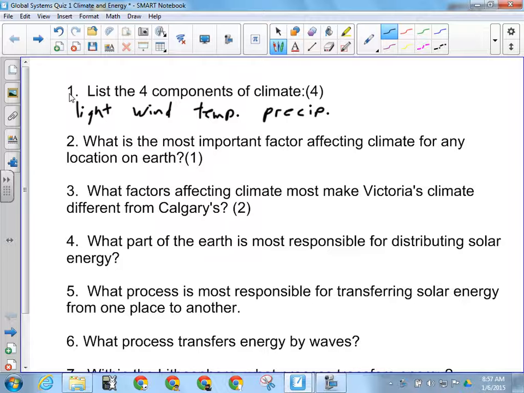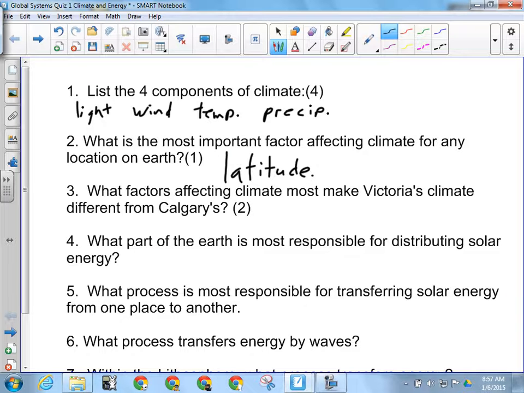Okay, what's the most important factor affecting climate for any location on Earth? I think I only said that about seven or eight times in the first day. Starts with L. Latitude, right. That affects every place because every place has some distance from the equator, or maybe it's right on the equator, but your distance from the equator affects the amount of sunlight you get, and that affects everything else.